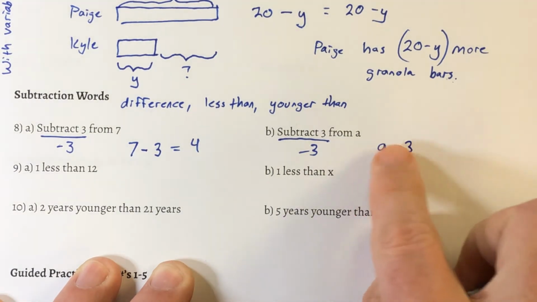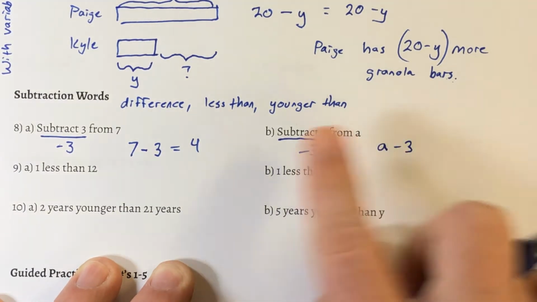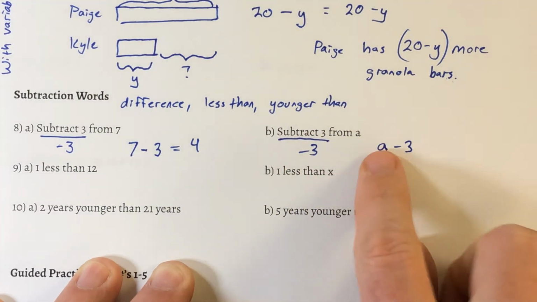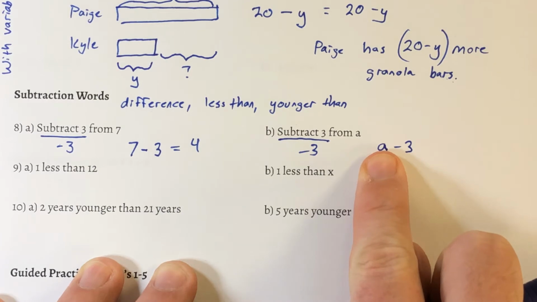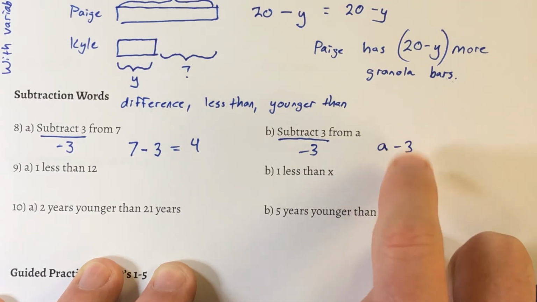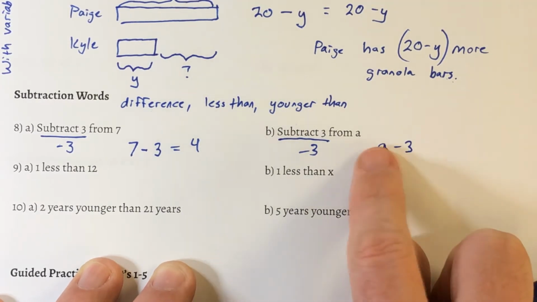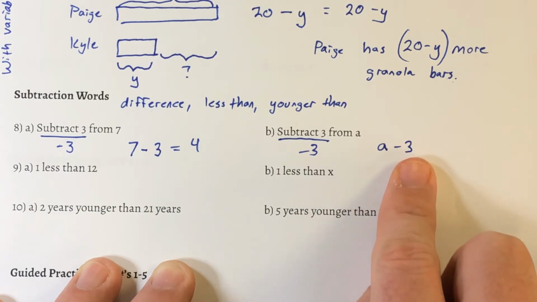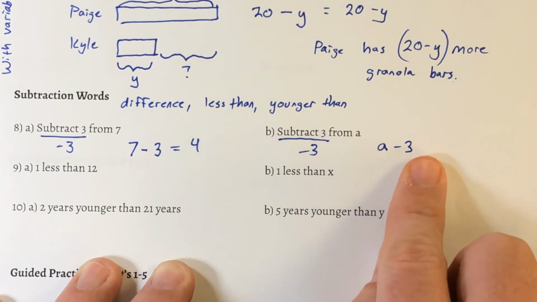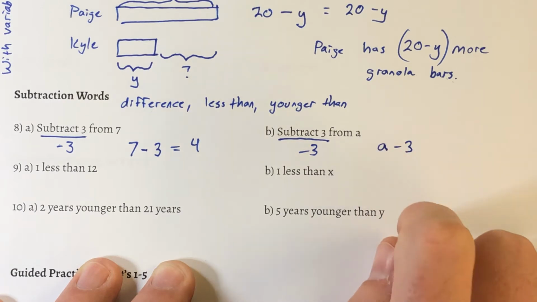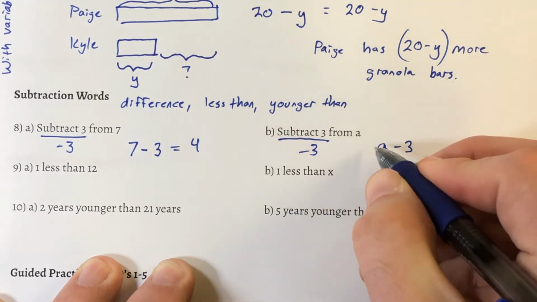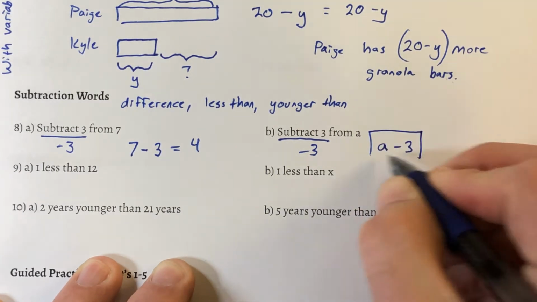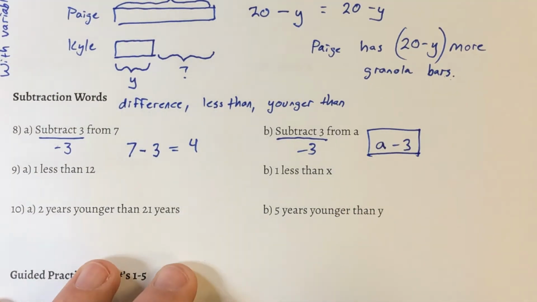So A minus 3 means subtract 3 from the A, meaning I don't know what A is. A could be 10, it could be -1, I don't know. But we're going to have to subtract 3 from it. Can you do anything with this? No. These are unlike terms. One's a letter, one's a number. There's nothing you can do. It's as simplified as it will get. So A minus 3 is your answer. That's what subtract 3 from A looks like.